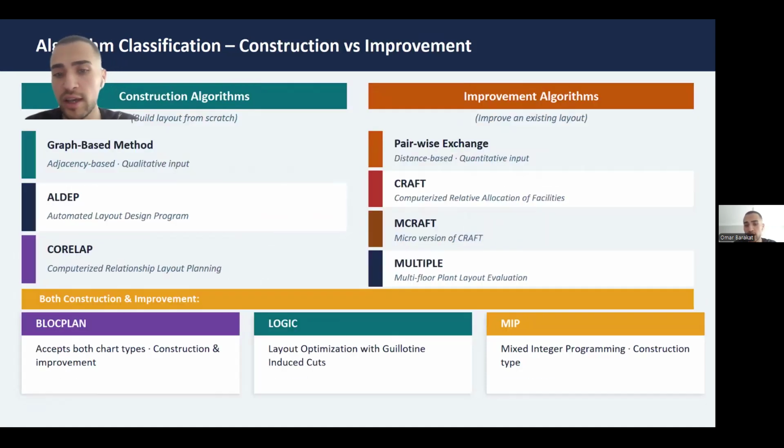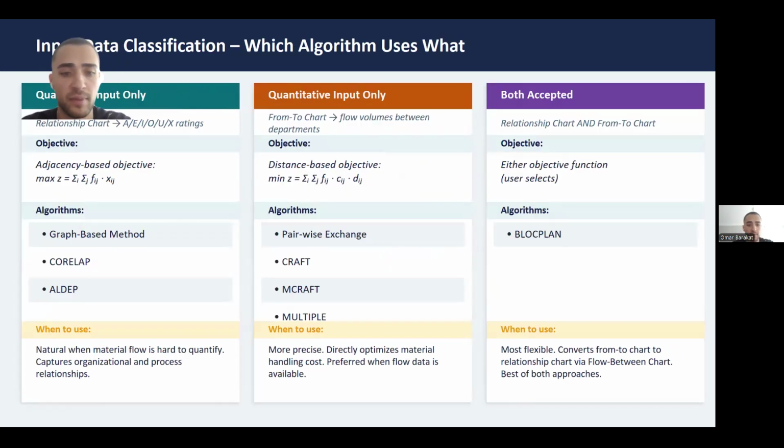BLOCPLAN, LOGIC, and MIP. Of these, BLOCPLAN is the most practically important. It can either build from scratch or improve an existing layout, and it accepts both qualitative and quantitative input. MIP, despite being categorized as construction, is really a formal optimization framework rather than a heuristic procedure.